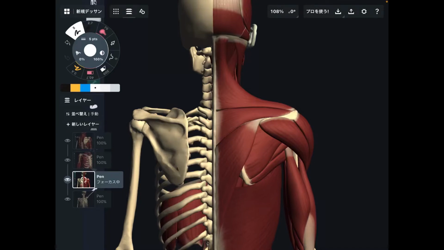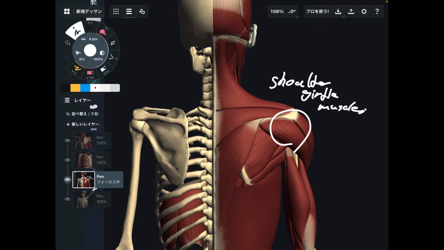In today's video, I am going to explain anatomy of muscles around shoulder girdle. So it is shoulder girdle muscles. I will explain basic anatomy of these muscles, and on second part, I will explain why these muscles are important for shoulder movement.